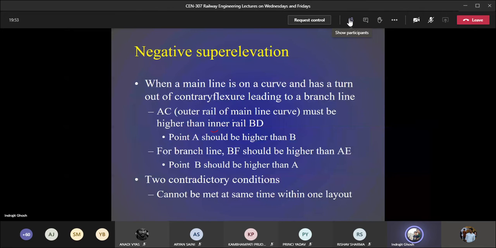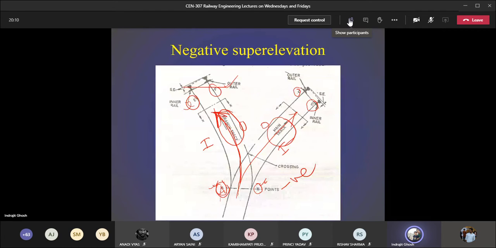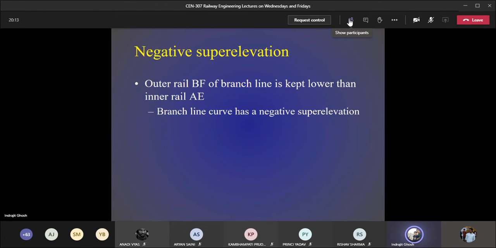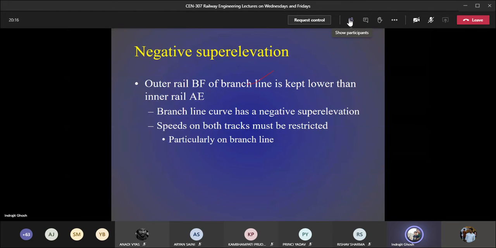Okay, so AC must be higher than the inner rail BD. So point A should be higher than B, whereas in the case of the branch line, B should be higher than A. These are two contradictory conditions, opposite to each other, so they cannot be met at the same time. So what to do? Give priority to the main track, as I was explaining. So the outer rail BF of the branch line is kept lower than AE. The branch line is going to have a negative elevation because its outer rail is at a lower level and its inner rail is at a higher level. So speed on both tracks must be restricted, particularly on the branch line.